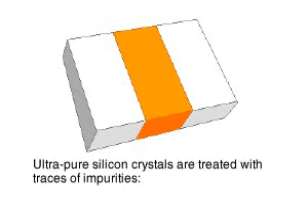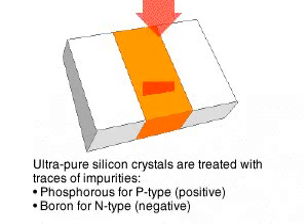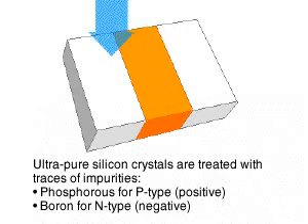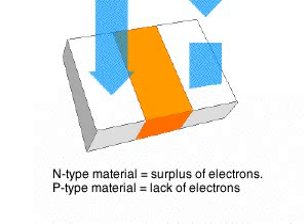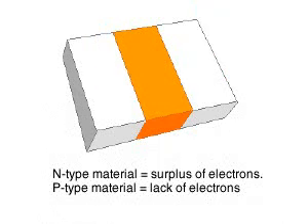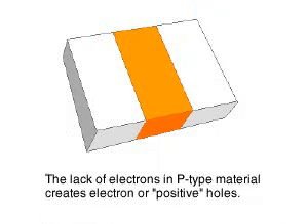The individual layers are formed by treating pure silicon with trace amounts of impurities. Adding boron will create N-type material, phosphorus P-type material. N-type material will have a surplus of electrons, whereas P-type material will have a lack. P-type material has a surplus of electron holes and is therefore positive.